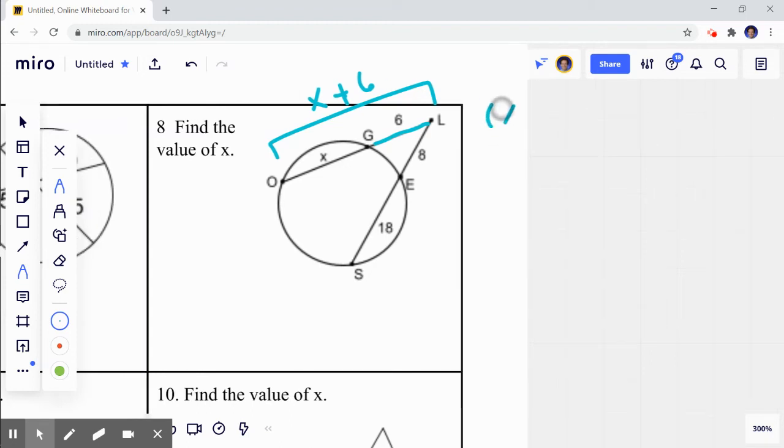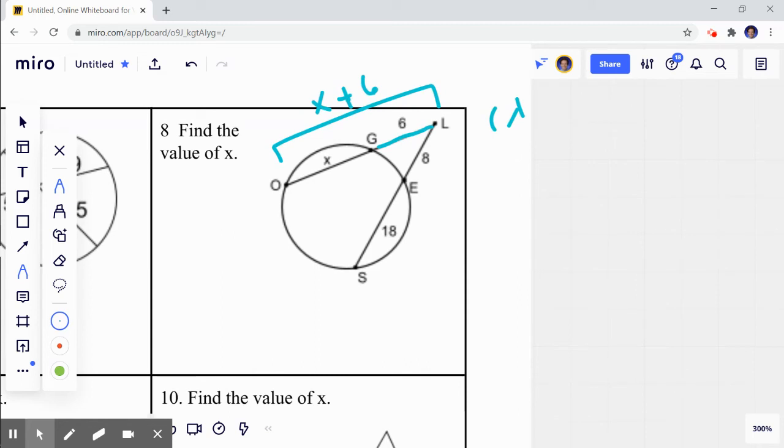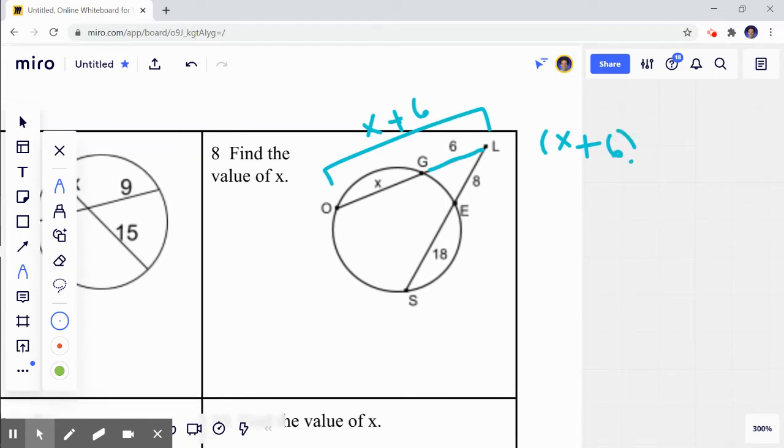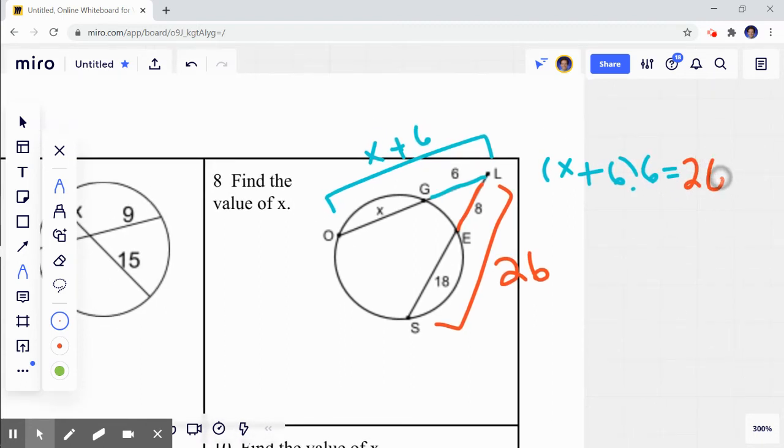So x plus 6 is the whole length, times the outside, 6, equals the whole length of the other secant, which is 18 plus 8, which is 26. And then the outside segment for that secant is 8. So we do 26 times 8 on the other side. And then we can just solve it.